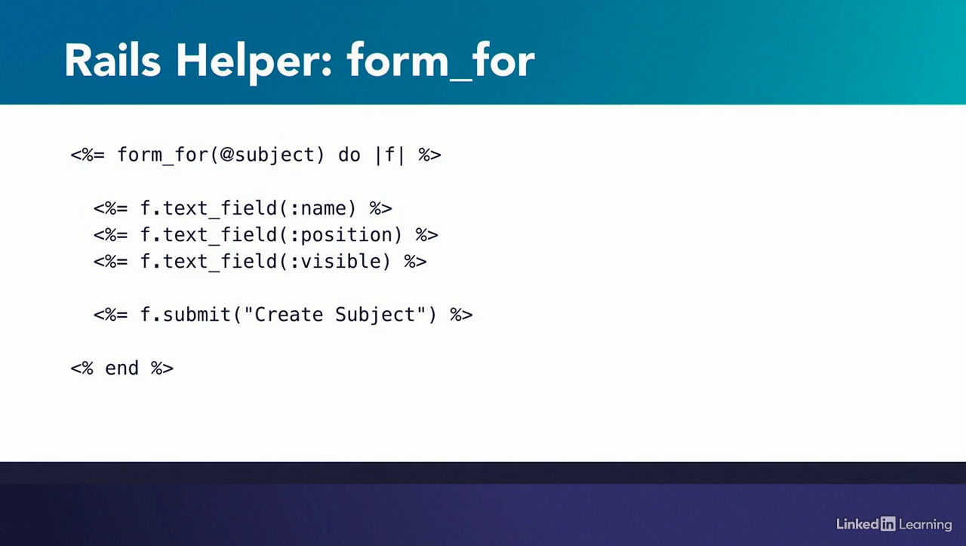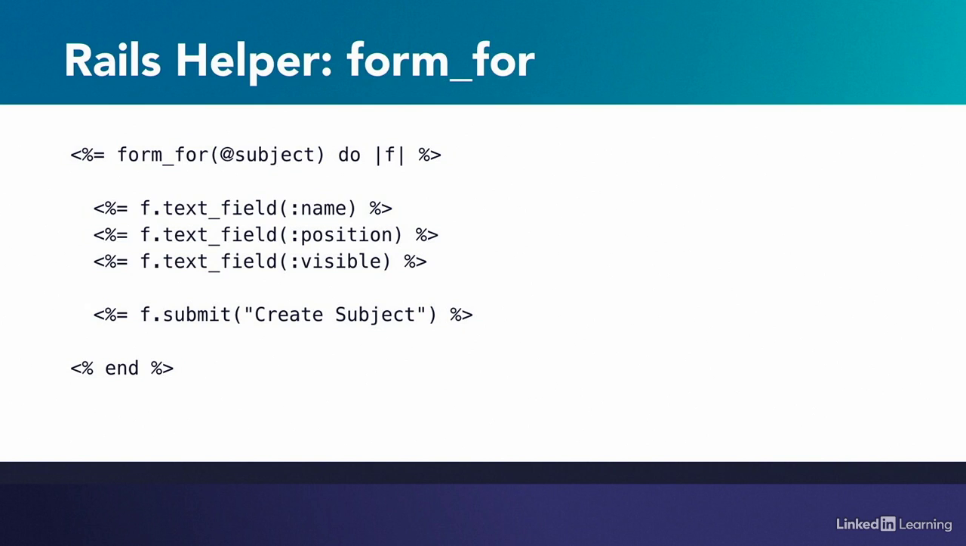That's the instance variable that I've set in the controller. That's followed by a code block, everything from do to end, and the f is going to be a special object for this form, and I can build things onto that form object. So f.text_field adds a text field to the form. This one's going to be a text field for name, and then I have one for position and one for visible. And there are other variations on that. You can have text areas, you can have checkboxes, you can have radio buttons. There are helpers for each one of them. For now, we're going to keep it simple and just stick with text fields.